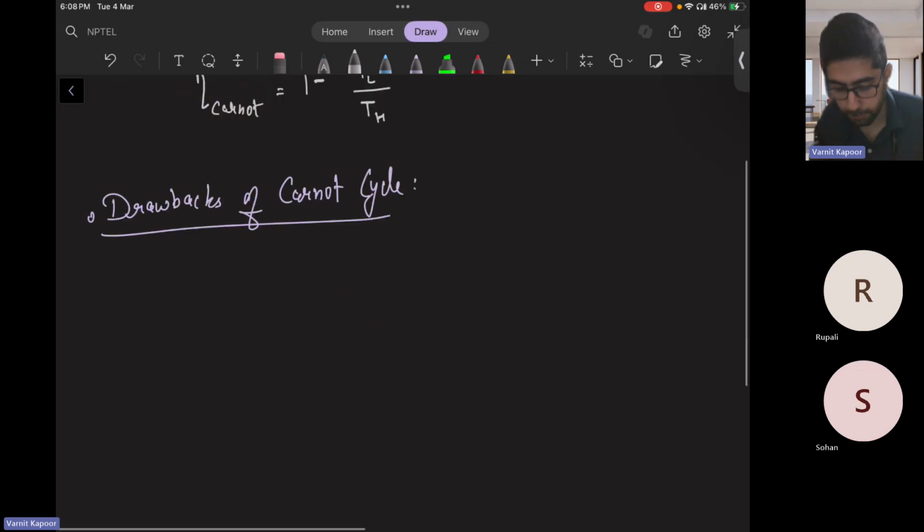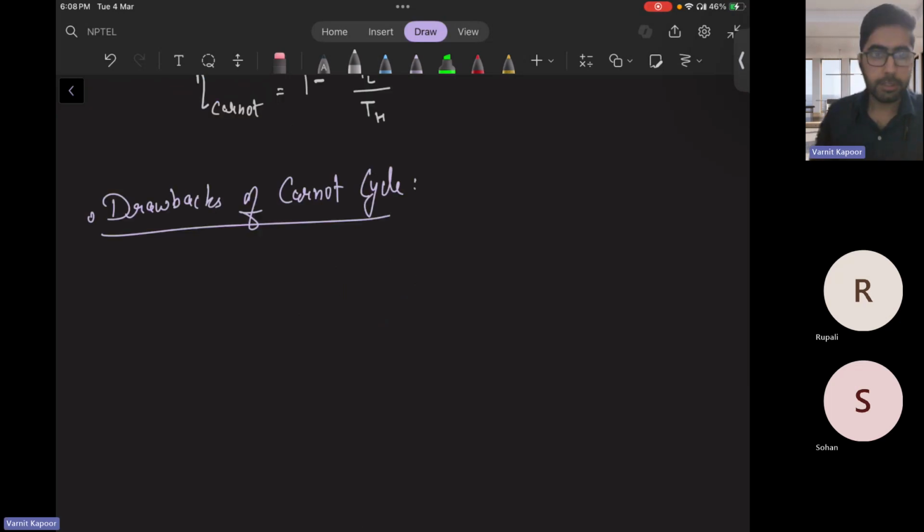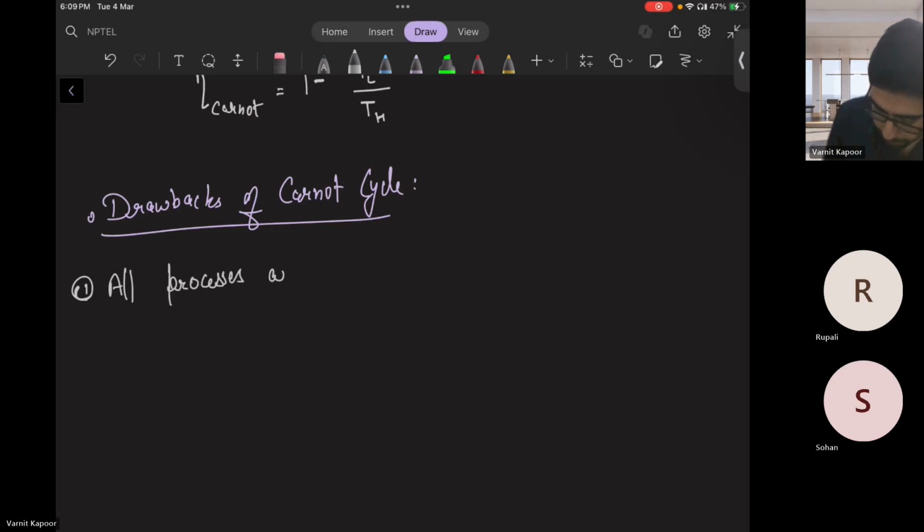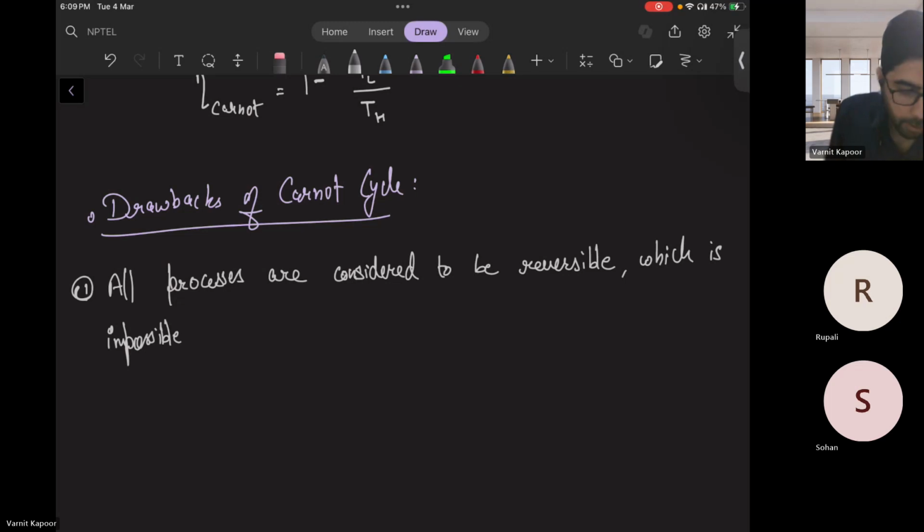And in today's tutorial, we are going to do a lot of questions. Okay. So the first drawback is basically that we assume that all the processes are reversible. And ideally it is okay, but in a practical scenario, it is impossible to achieve all the processes to be reversible. So there are some irreversibilities every time. That's why Carnot efficiency was the maximum or reversible efficiency as well. Okay. So first is: all processes are considered to be reversible, which is impossible to achieve practically.